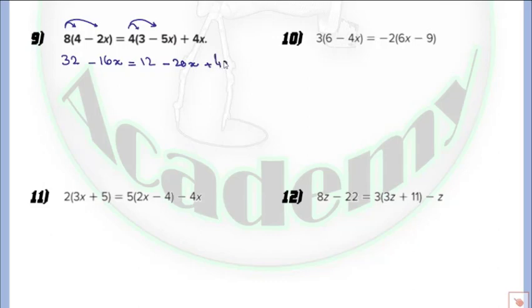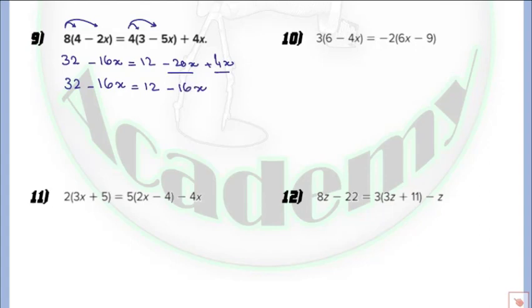That's plus 4x. Now we have like terms. We have negative 20x and 4x. So simplify it. So 32 minus 16x would be equal. Just write 12. Negative 20x plus 4x would be equal to negative 16x.